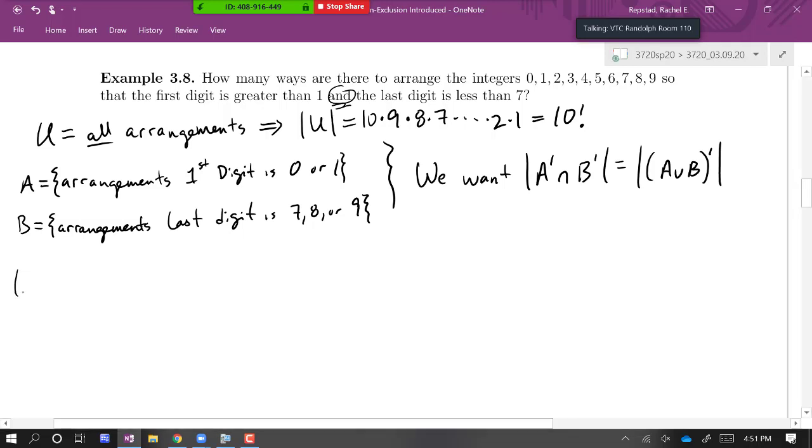So let's see if we can figure out how big A and B are. We know the universal set, the arrangements where there are no restrictions, is just 10 factorial. With A, we're adding one restriction. We're saying we need that first digit to be 0 or 1, so I've only got 2 choices for that first digit. There are no other restrictions, though, so the rest of the 9 digits can be anything, and that's going to give me 9 factorial for the rest of those.